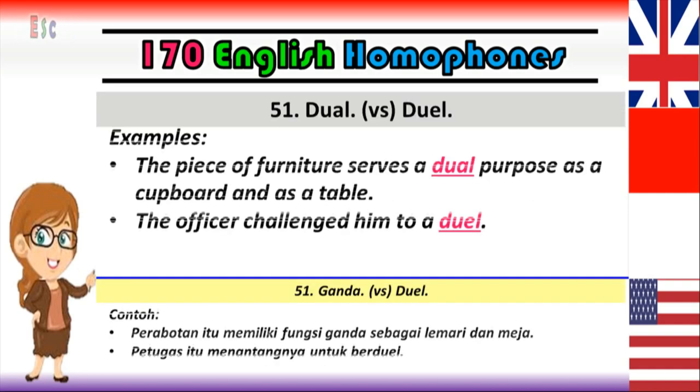51. Dual versus duel. Examples: the piece of furniture serves a dual purpose as a cupboard and as a table. The officer challenged him to a duel.